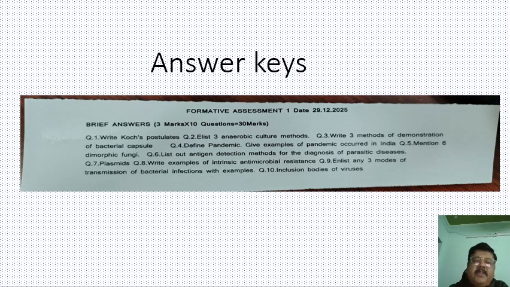Fifth question is mention six dimorphic fungi. Sixth question, list out antigen detection methods for diagnosis of parasitic diseases. Question number 7, plasmids. Question number 8, write examples of intrinsic antimicrobial resistance. Ninth question, enlist any three modes of transmission of bacterial infections with examples. Question number 10 is inclusion bodies of viruses. So we'll see the answer keys of these questions. So this was the exam conducted on 29th for MBBS candidates.